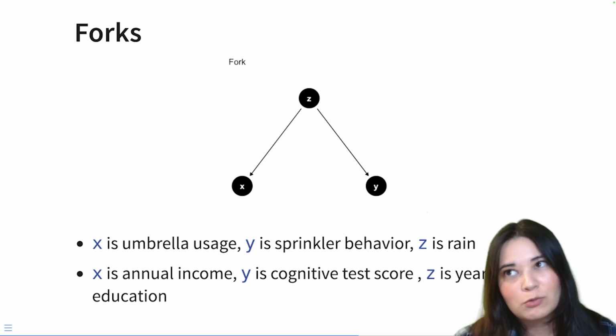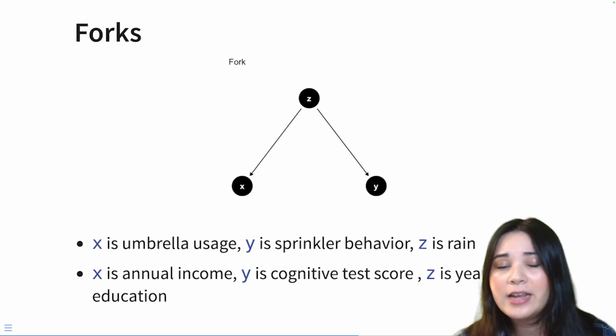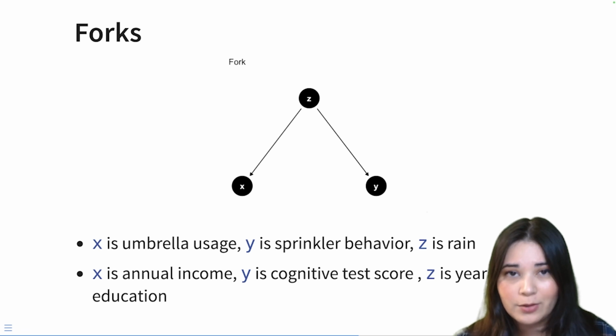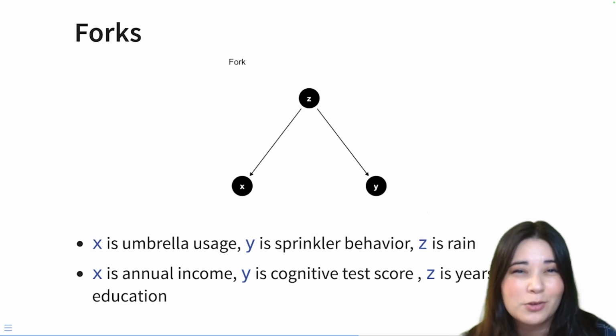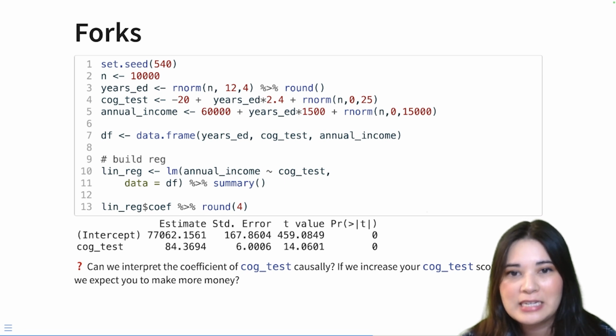We don't think that raising your annual income is going to increase your cognitive test scores, but we do have a third confounding variable Z, the number of years of education that you've had, that might influence both your annual income as well as how well you can score on cognitive tests. So let's look at some simulated data that can help us see why fork patterns can cause a problem.